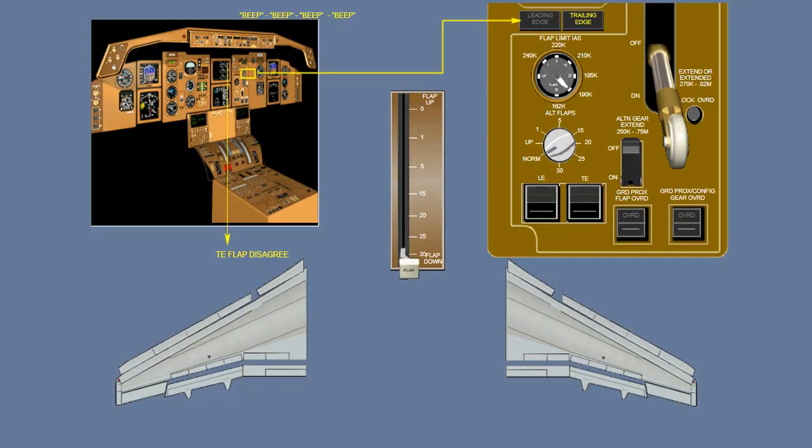Trailing edge flaps disagreement. When there is a trailing edge flap disagreement, the trailing edge light illuminates, and ICAS displays the caution message of trailing edge flap disagree. The caution is displayed because the flaps are not driving to their selected position. In this situation, the hydraulic power to both slats and flaps is automatically shut off.